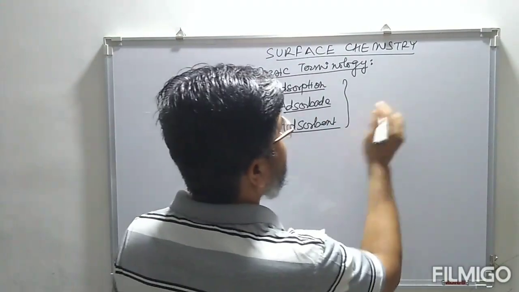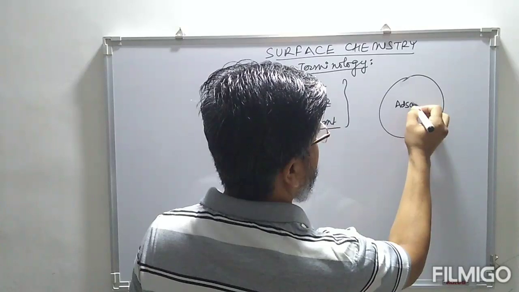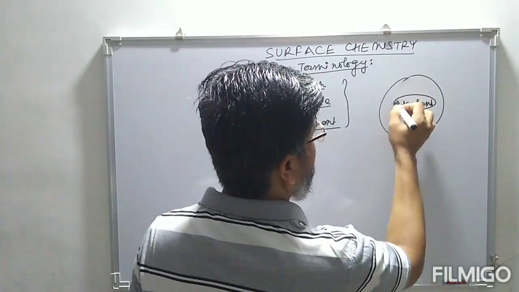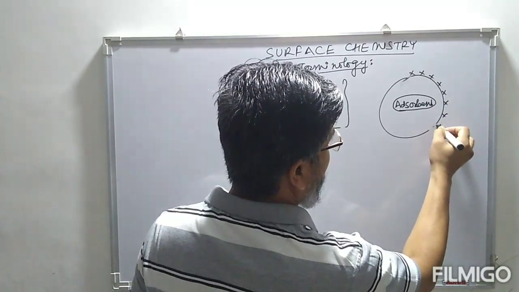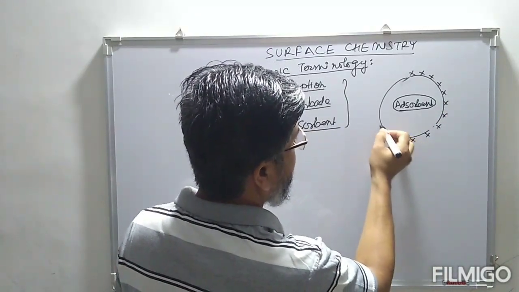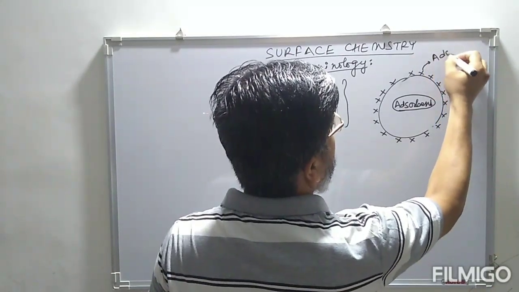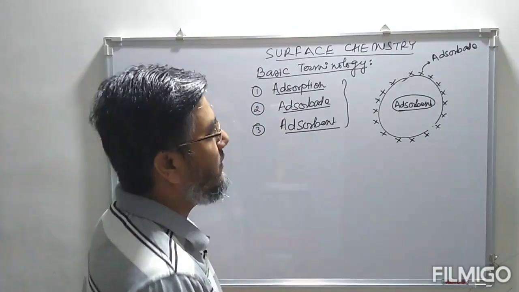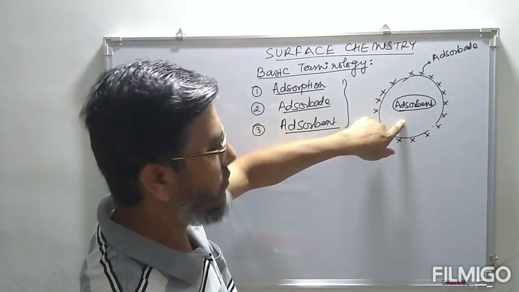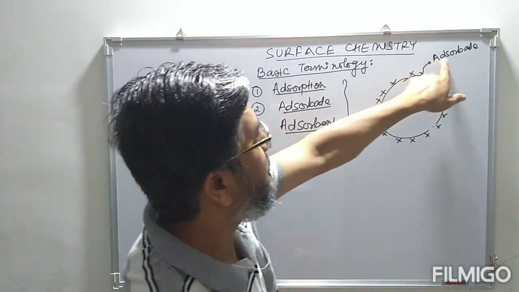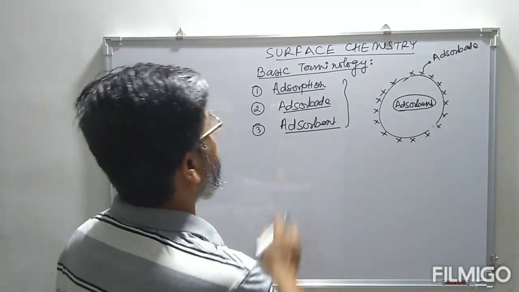So combining these two, we can have a look at this. Suppose this is a solid adsorbent. On the surface of this adsorbent, certain molecules accumulate or are retained. These molecules, retained only at the surface, are the adsorbate. So molecules of adsorbate adsorb on the surface of adsorbent. These molecules are not going inside the bulk of the substance, so this is what we call adsorption. These molecules are known as adsorbate, and the surface on which adsorption takes place is known as adsorbent.